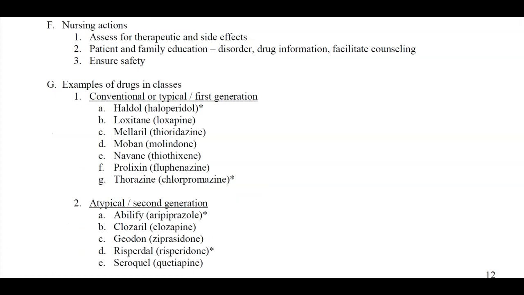Nursing actions include assessing for both therapeutic effects and side effects, patient and family education regarding the disorder, drug information, and facilitating counseling, as well as always ensuring safety. Examples of drugs to treat psychotic disorders include conventional or typical first-generation drugs. The drugs to remember under this class are Haldol or haloperidol, Thorazine or chlorpromazine.